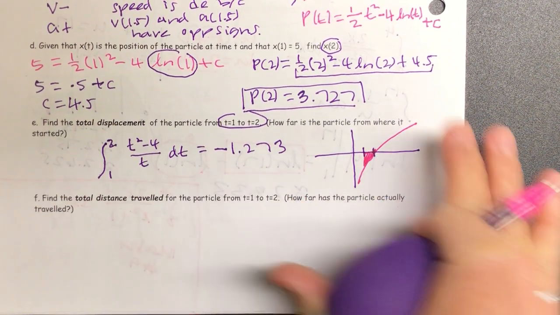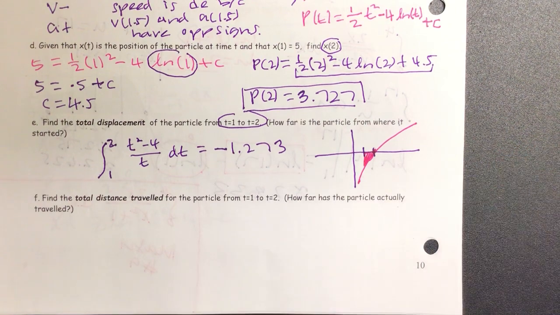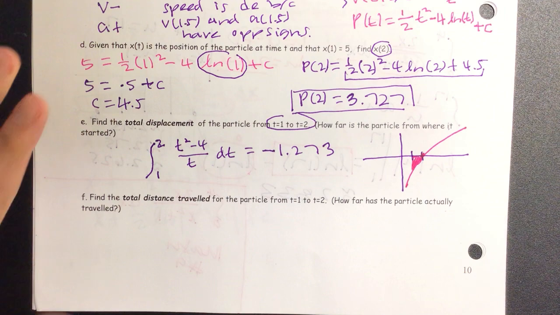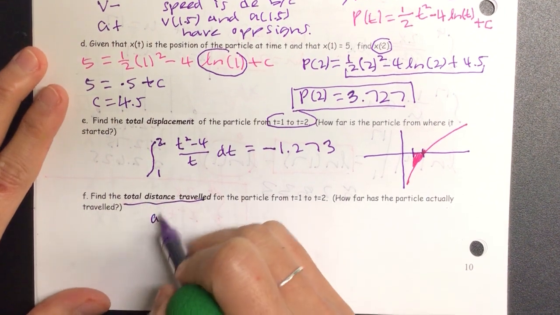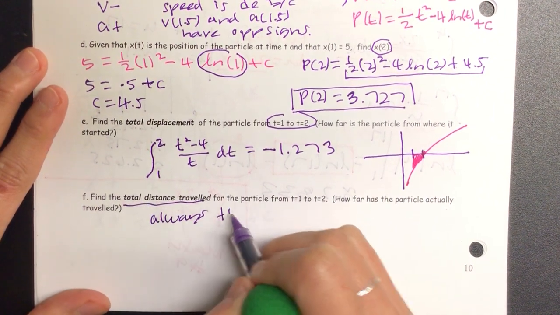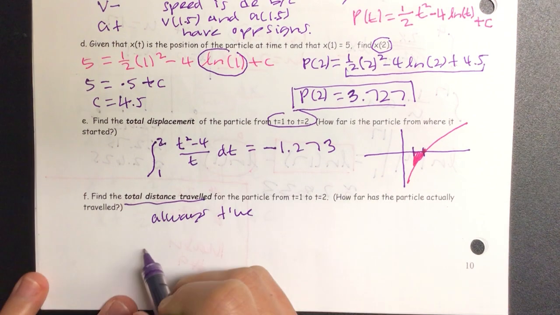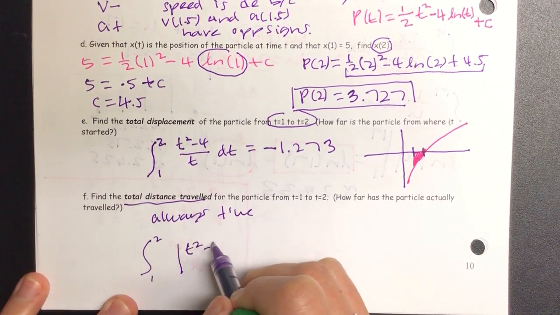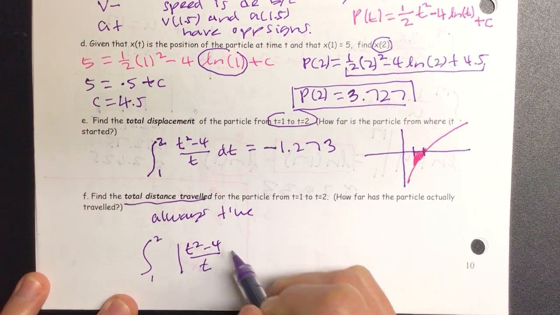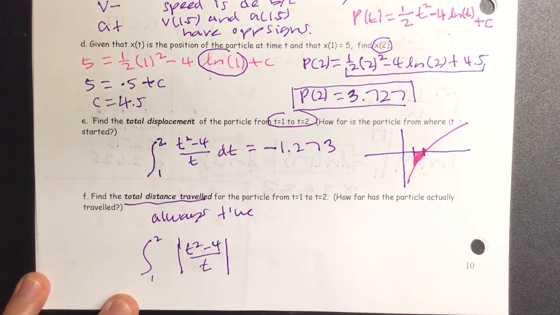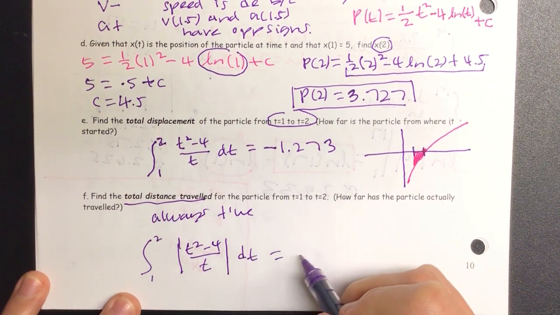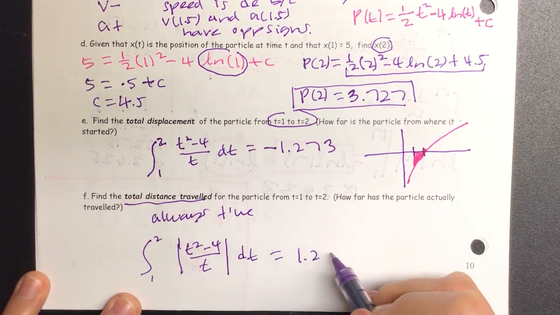I'm never going to ask you to draw this and describe it to me, but that's the bottom line. The total distance actually traveled is always positive. So if I find the integral from 1 to 2 of this function, we would have to put it into absolute value instead. And that would simply give us what compared to the one right above? 1.273.